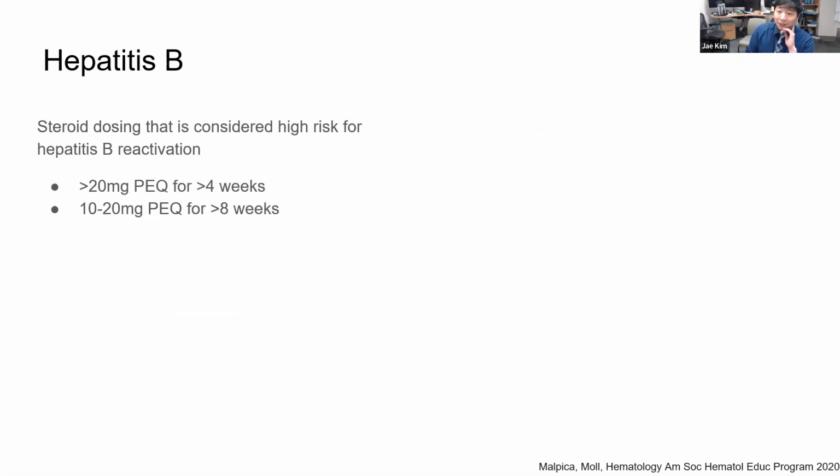Hep B, the steroid dosing that's considered high risk for reactivation is 20 prednisone equivalents for 4 weeks or 10 to 20 prednisone equivalents for 8 weeks.